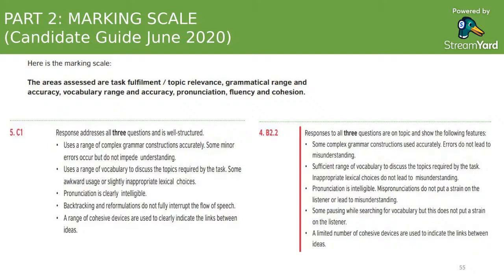understanding. Okay? Second, uses a range of vocabulary to discuss the topic, with some awkward use or slightly inappropriate lexical choice. So does it mean that they do tolerate some awkward use? That means you think that the word is a C word, but it doesn't fit into context. All right? They do allow that still, but don't have too many. That means you do not know the usage of the word. But if you have like one in each of your responses, then that's fine. Okay. But don't have it too often.